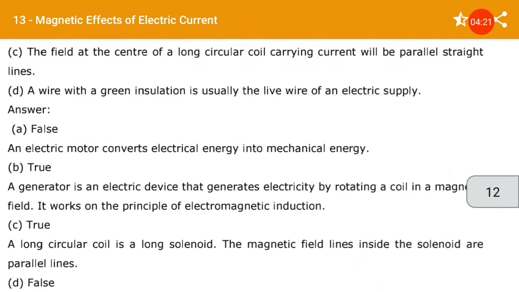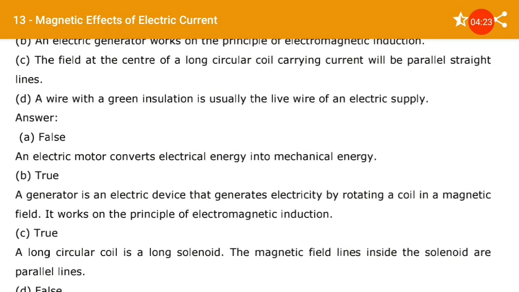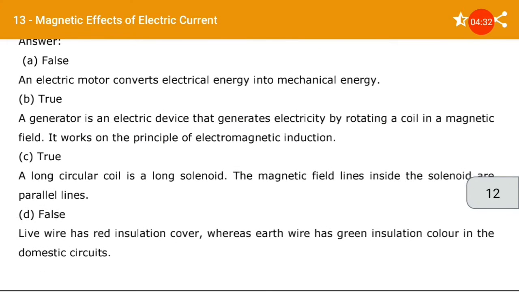Fourth, a wire with a green insulation is usually the live wire of an electric supply. So it is false. A live wire has a red insulation cover, whereas the earthing wire has green insulation color in the domestic circuit.